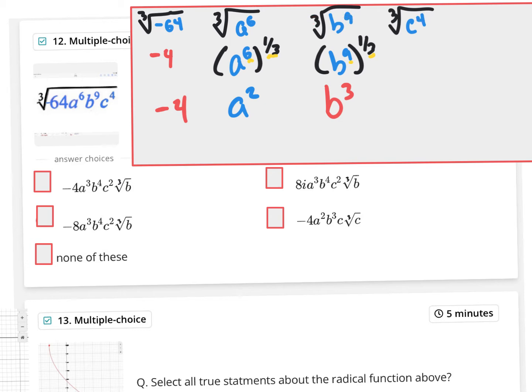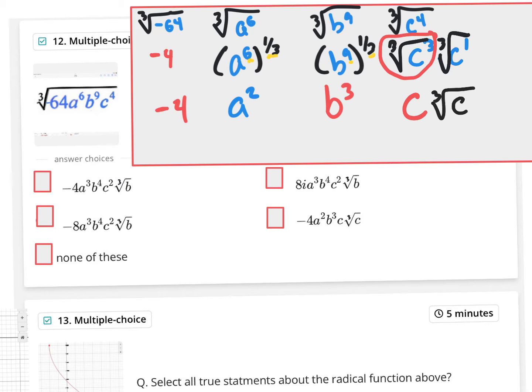Right here, the 4 is not divisible by 3. So we want to rewrite it with multiplication to get something that's divisible by 3. I'm going to rewrite c to the 4th as c to the 3rd times 1 more c. And of course, I'm going to split the third root on each of those. This first one's really easy. That just gives you a regular c. And the other one cannot be done. It just comes down as the cube root of another c. You don't have to put c to the 1.